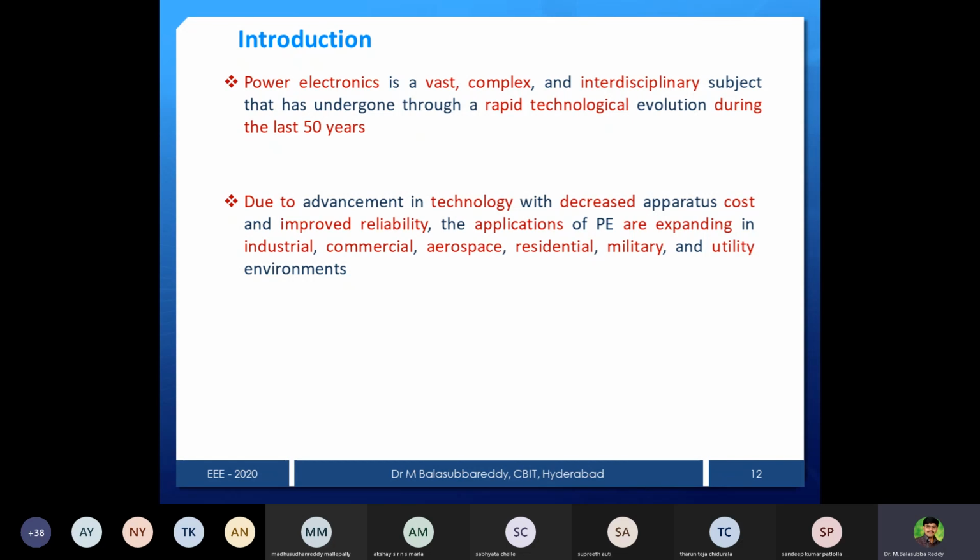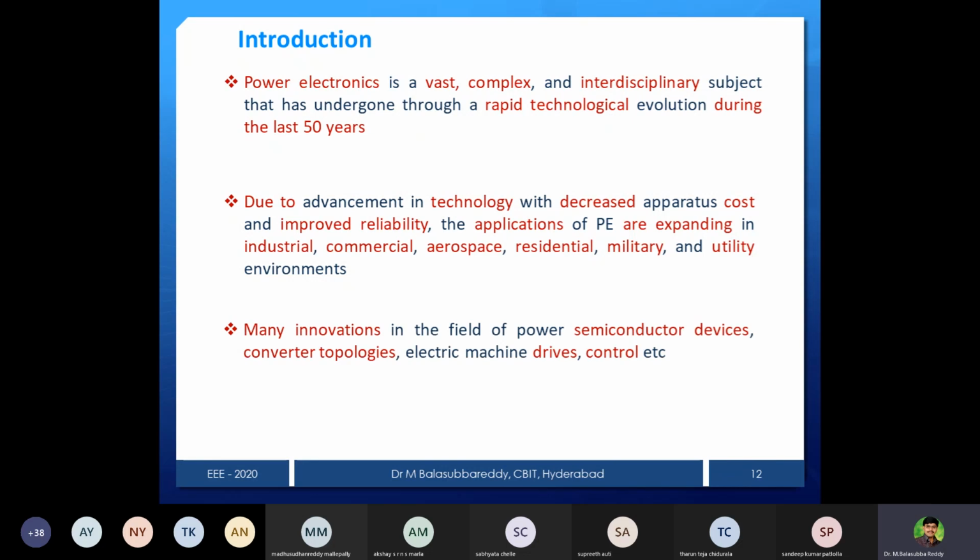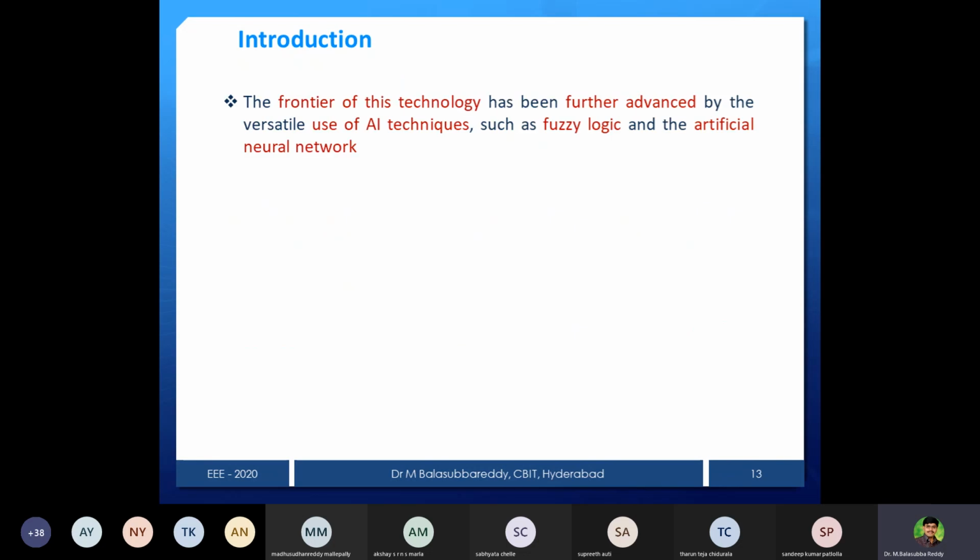So cost has been minimized and reliability improved, and then industrial, commercial, aerospace, residential and military applications. So many applications nowadays use power electronics. It involves semiconductor devices and converter technologies, which are applicable to machine control, meaning drive control applications and all.